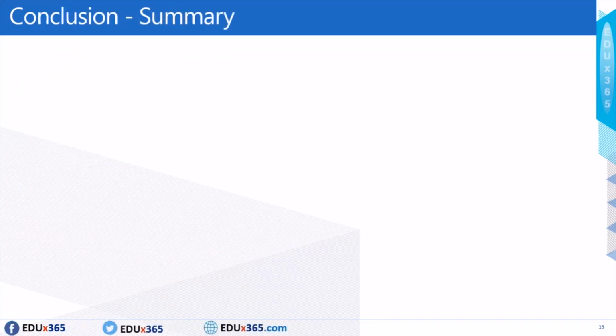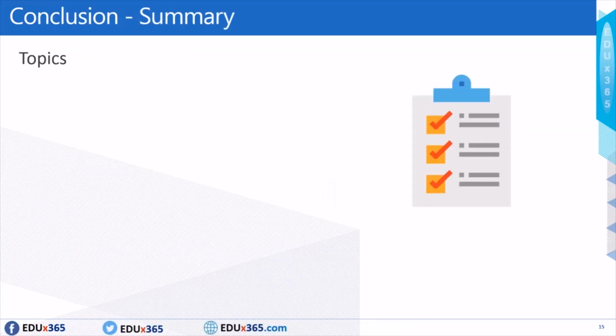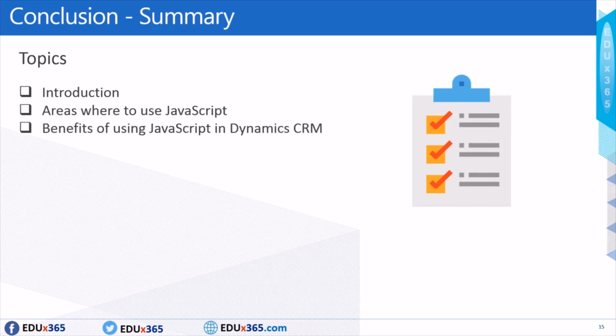Okay, so to conclude, the key areas we have covered today in this video are, I've given a brief introduction of the scope of JavaScript in Dynamics 365, what are the key areas where we can use JavaScript in Dynamics 365, the key benefits of using JavaScript, what are the best practices around the use of JavaScript as a form event programming language in Dynamics 365, and I have also shown you onload and onSave based event code samples.